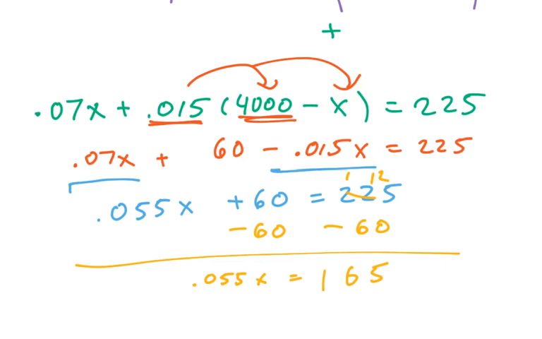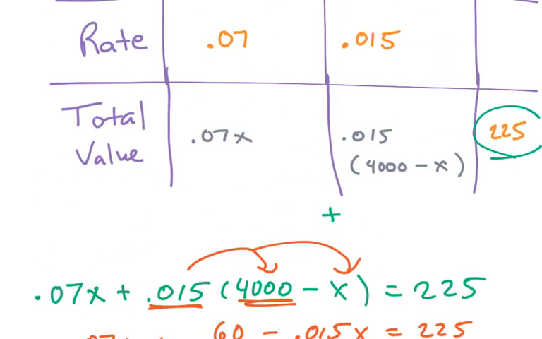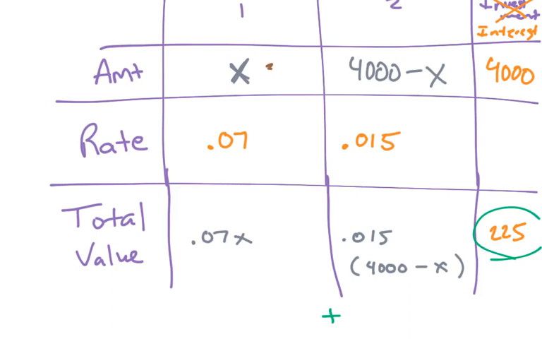Let's divide through. And we'll do this in brown. So divide through by 0.055. And this will get me 3,000. So if this is 3,000, this has to be 1,000, and we're good to go. So hopefully that makes sense. On to the next question.